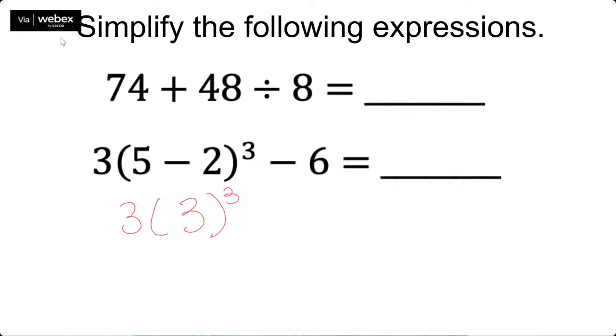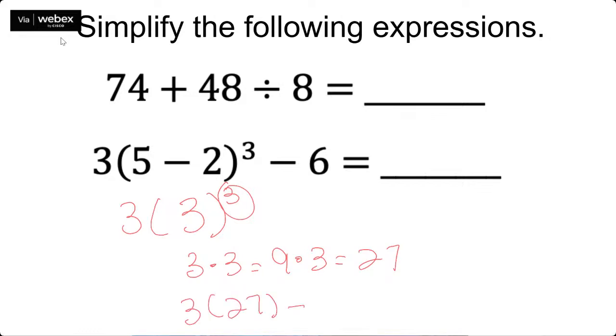So now we can do 3 times 3 equals 9. One more 3 times 3 equals 27. So that leaves me with 3 times 27 minus 6. Am I in a good space now? We just saw even players mess up. Okay. I'm getting a yes from Isabel. I'm getting a yes from Crystal and Roxana.